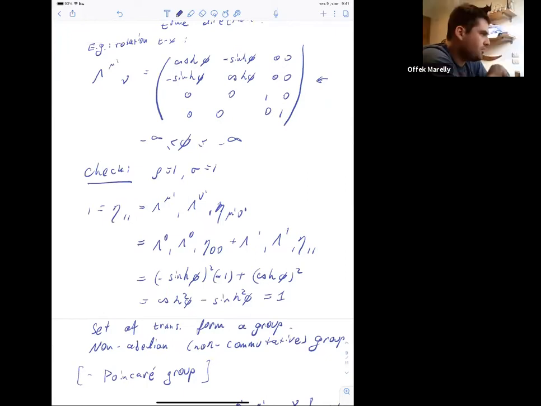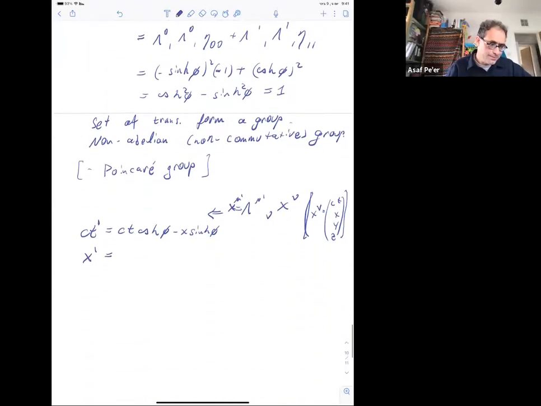Minus sine hyperbolic CT plus cosine. Very good. So it's minus sine hyperbolicus of phi times CT plus x cosine hyperbolicus of phi. You know how to multiply a matrix with a vector, right? I know you do.